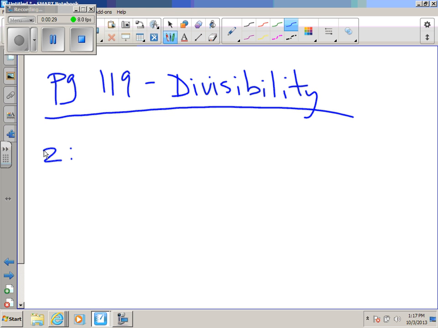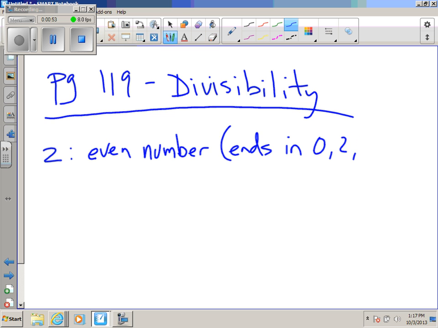How do I know if a number is divisible by 2? There are some of the rules that are listed for you starting on page 119. How do you know if a number is divisible by 2? Joe? Okay. Even number. In other words, ends in 0, 2, 4, 6, or 8. If any number ends in 0, 2, 4, 6, or 8, it's divisible by 2.